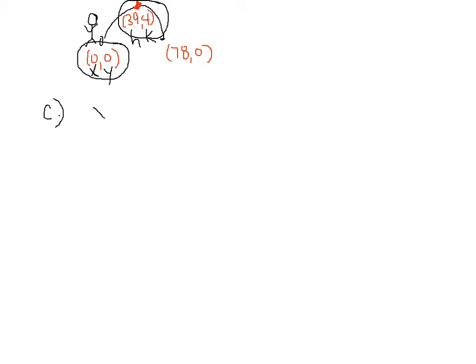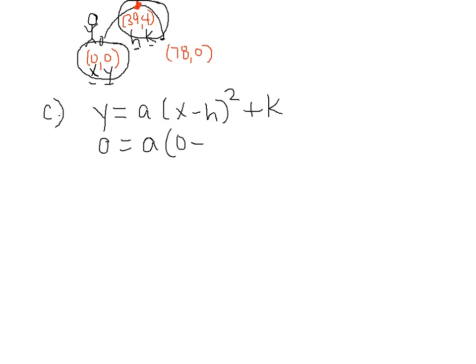Now remember, that represents your h and your k. So let's go ahead and plug it into the equation because we're going to have to find a. My original vertex form, if you remember, is y equals a, parentheses, x minus h, quantity squared plus k. So let's plug in the x, the y, the h, and the k. So y is 0, and that equals a, parentheses, the x is 0, minus my h, which is 39, squared, plus k, so plus 4.